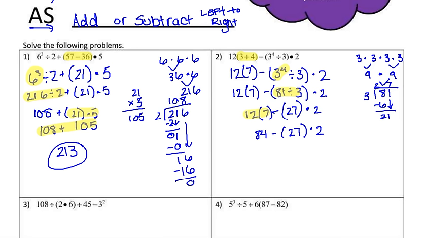Any more multiplication or division? I do. I have more multiplication here. 27 times 2. Two times 2 is 4, plus 1 more gives you 5, so it's 54. And then I have minus 84 still. And then 84 minus 54 is the last step, and you get 30. Make sure you always circle your answer.